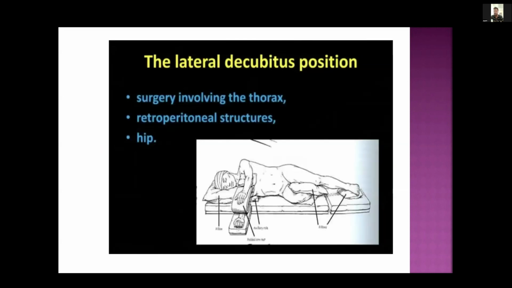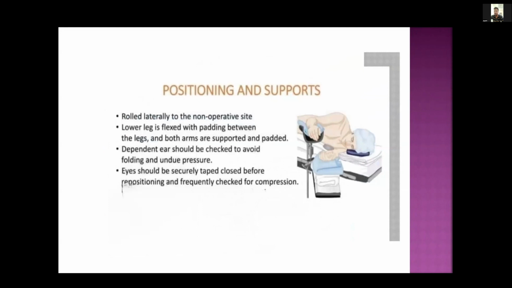Lateral decubitus position. This position is mainly used for surgery involving the thorax, retroperitoneal structures, and hip. In this position, the patient is laterally rolled to the non-operative side. The lower leg is flexed with padding between the legs, and both arms are supported and padded. The dependent ear should be checked frequently to avoid folding and undue pressure. Eyes should be securely taped closed before repositioning and frequently checked for compression.